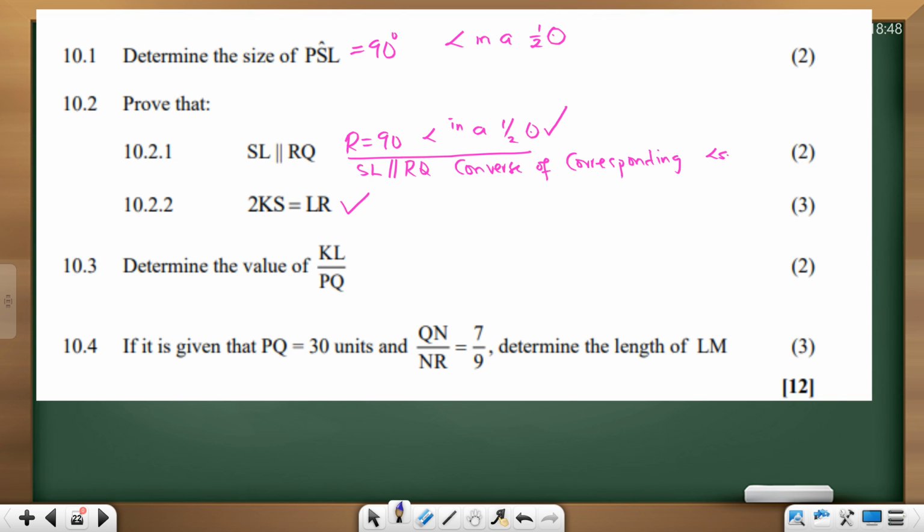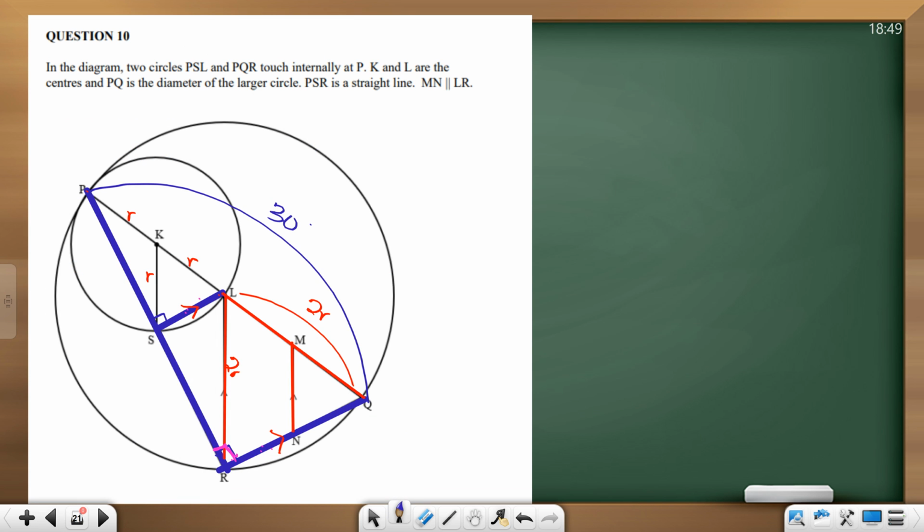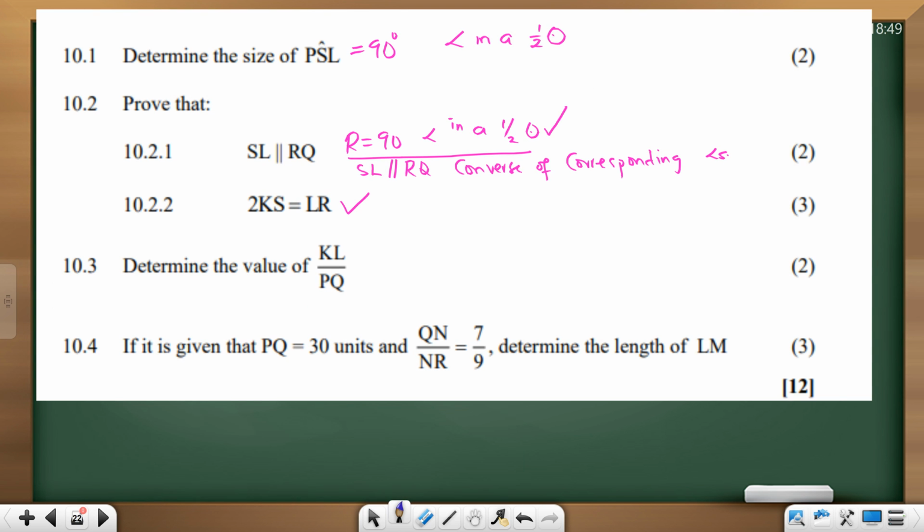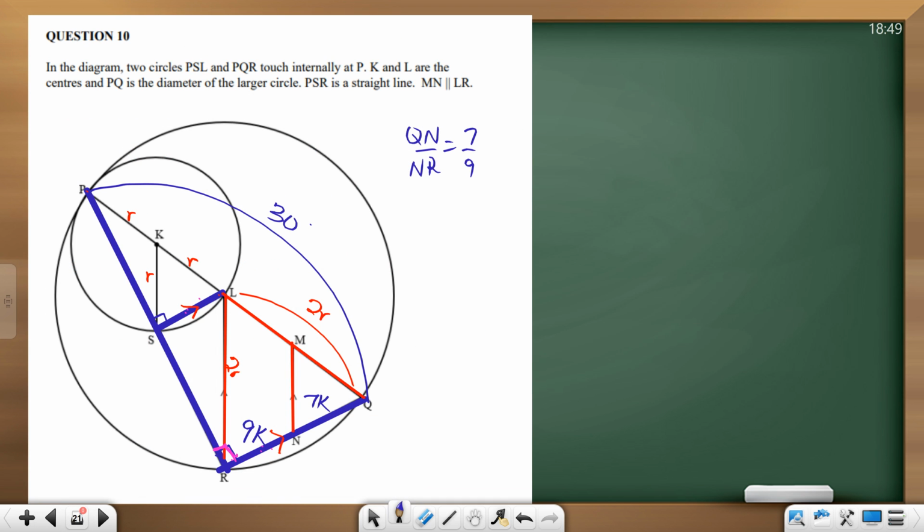No, where's my question now? Where is it going? QN over NR equals to what? 7/9. QN over NR equal. Let me quickly fix that. It's a ratio. QN over what? NR. So can I say 7k? NR is what? 9k. Do we agree? All right. What are we looking for? The length of LM.